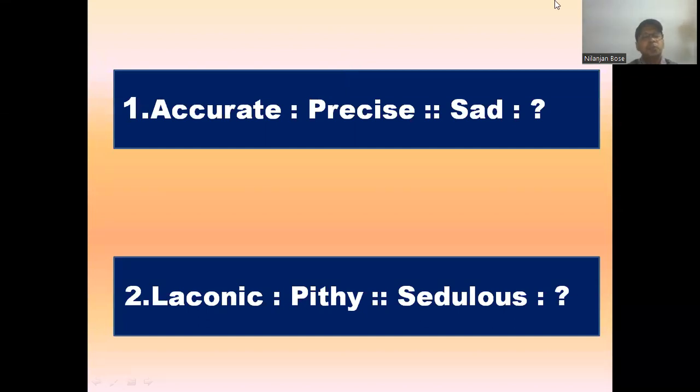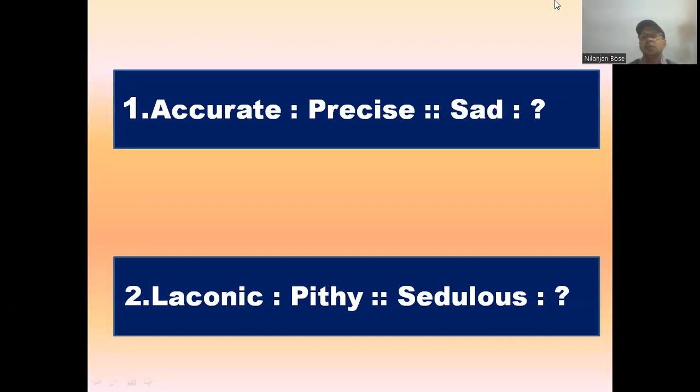So here comes the first question: accurate is to precise, then sad is to what? First, what is the first thing you are supposed to do? You have to find out the relationship between the words accurate and precise. Accurate means absolutely exact, and precise has almost the same meaning. Those words are synonymously related. For accurate, the synonym is precise. Now, what should be the synonymous word for sad? What other synonymous word can you find for sad?